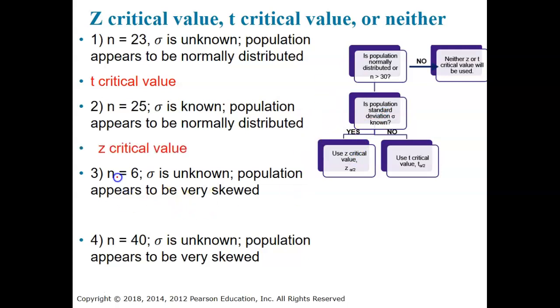Okay, the next one here, we've got n equals 6, but the population appears to be very skewed, so we're not able to satisfy either of these two requirements. So this would be a neither on this one. And then the last one, n is 40, so we're able to fulfill one of the two of these. It doesn't matter that it's skewed because it's greater than 30, we're okay. So we'll go down here. The population standard deviation is unknown, so that tells me that I'm going to have to use a t critical value. So being able to decipher this is very important, so I would learn this flow chart.